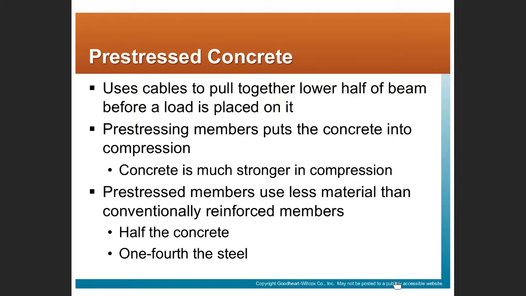So if we add some additional force in the bottom half of that beam, we can improve the strength of that system.